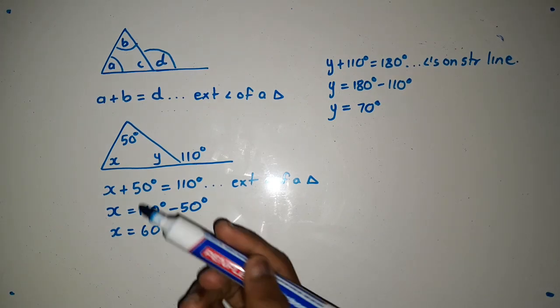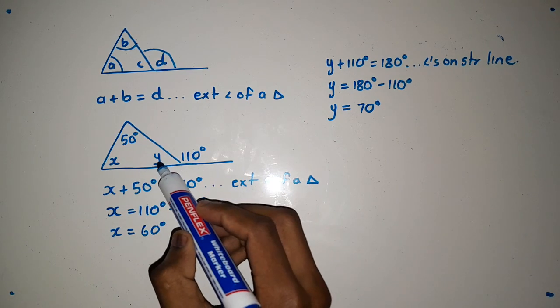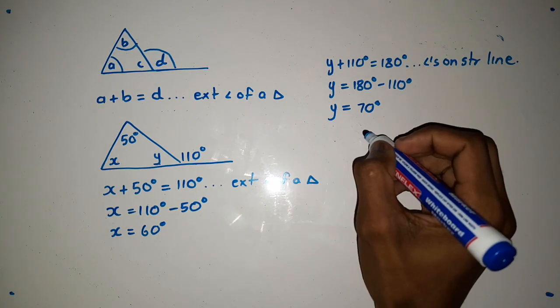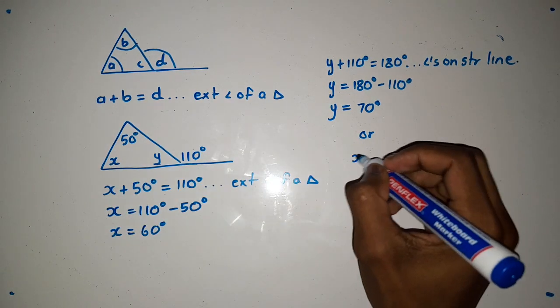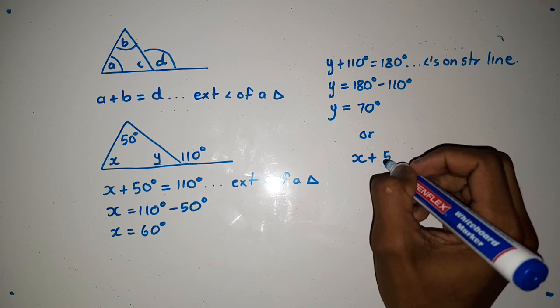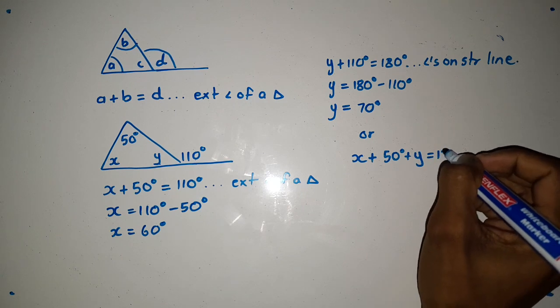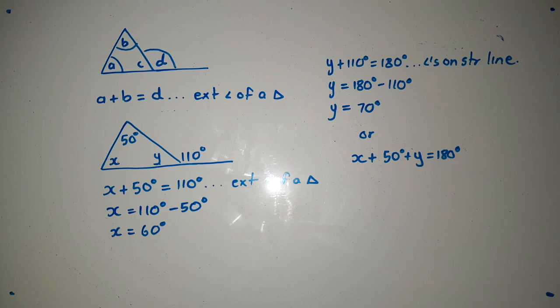Or some, they might say 60 plus 50 plus y is equal to 180, the sum of angles of a triangle. You see? Either way, you must get the same answer. Or let me just show this. Or another learner would say I have x plus 50 plus y is equal to 180 degrees.